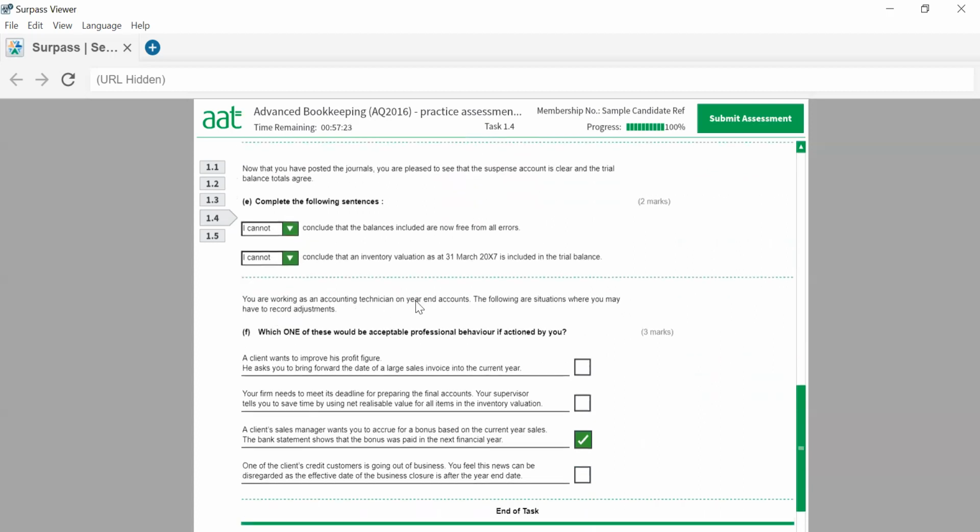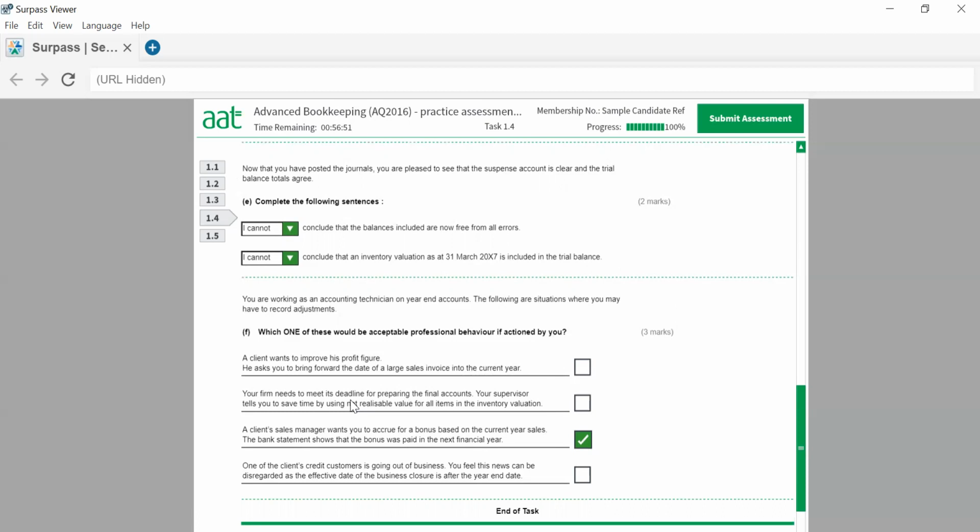You're working as an accounting technician on the year-end accounts. The following are situations where you may have to record adjustments. So let's have a look. Which of these would be acceptable professional behaviour if actioned by you? A client wants you to improve his profit figure. He's asked you to bring forward the date of a large sales invoice into the current year. You can't do that, can you? So that's not correct. Your firm needs to meet its deadline for preparing the final accounts.